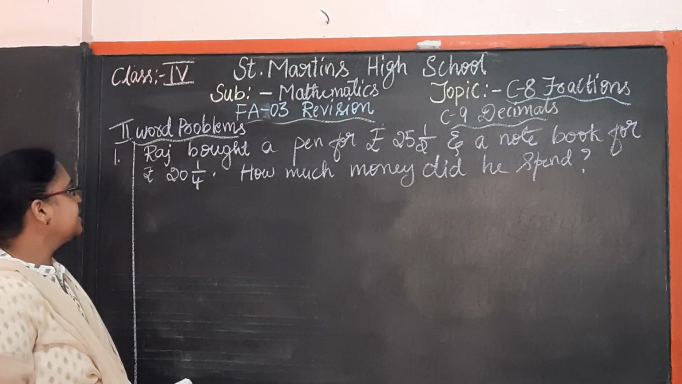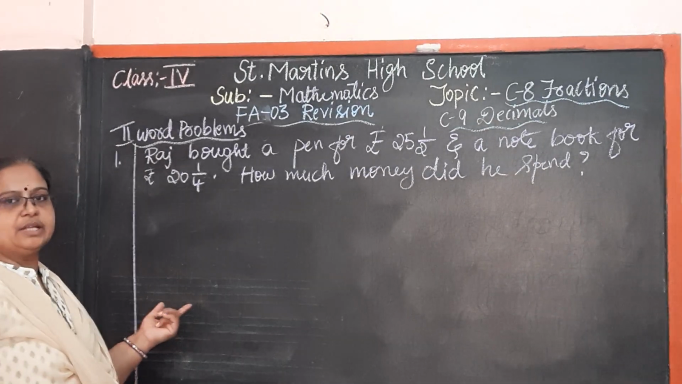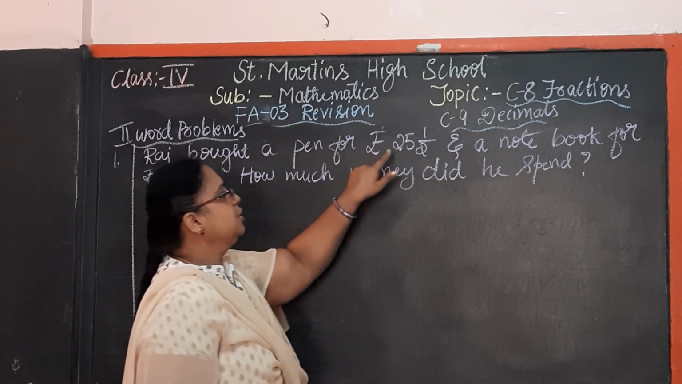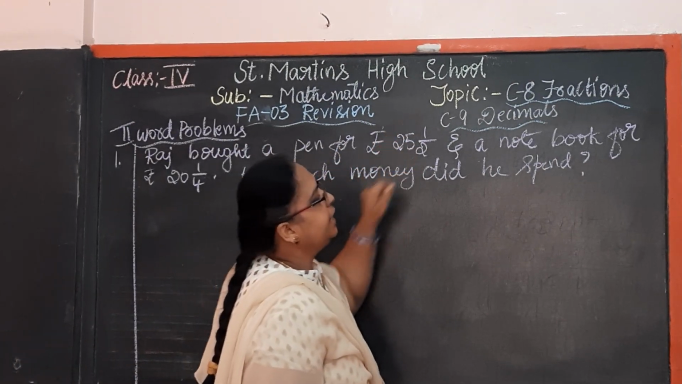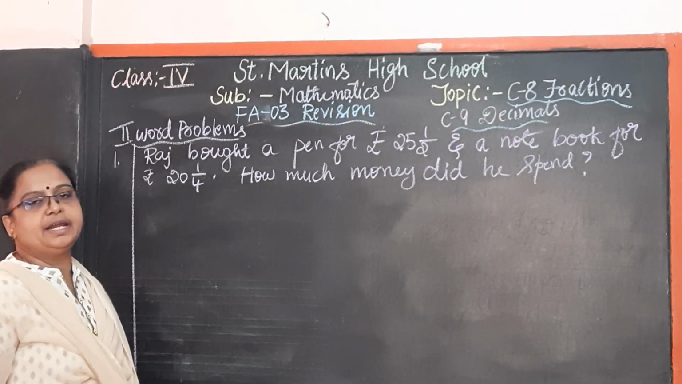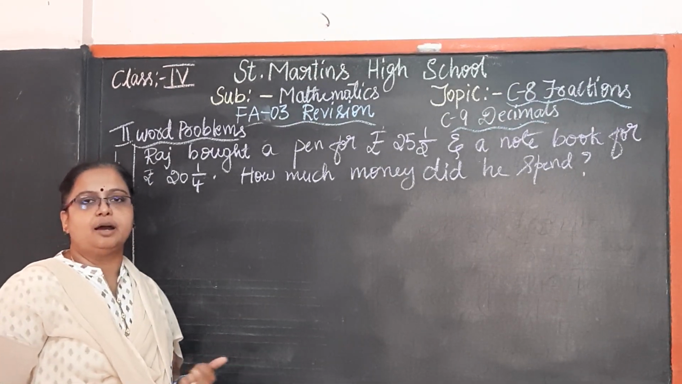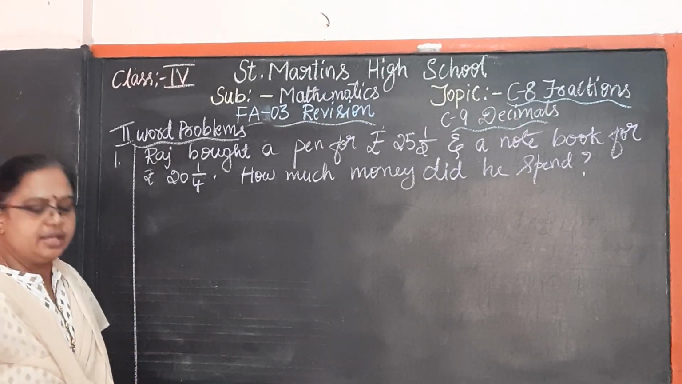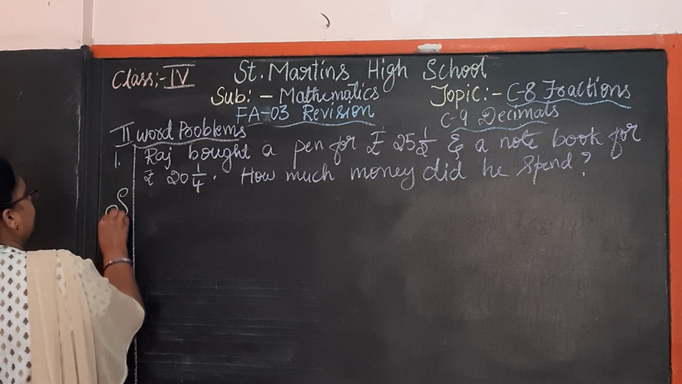Yes, children. Next is a word problem. Come on, read the question along with me, children. Raj bought a pen for rupees 25 1 by 2 and a notebook for rupees 20 1 by 4. How much money did he spend? Children, we have to find the amount Raj has spent for the pen and notebook. Yes, let us find the solution.